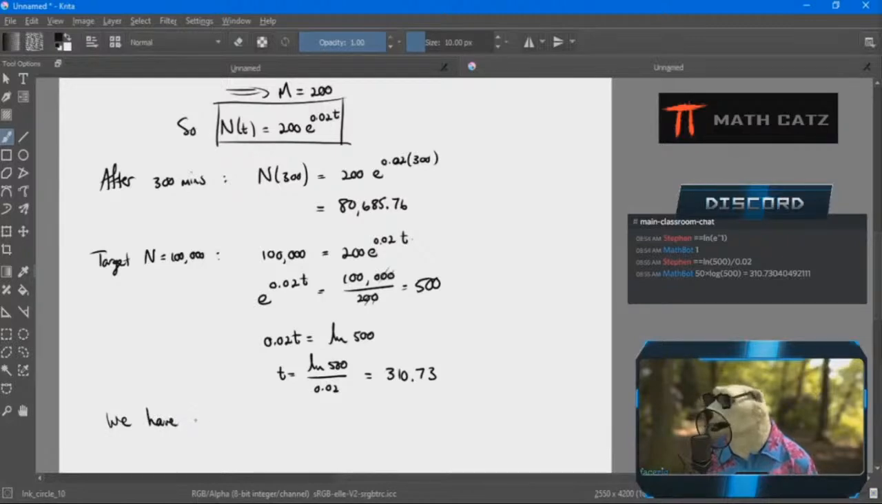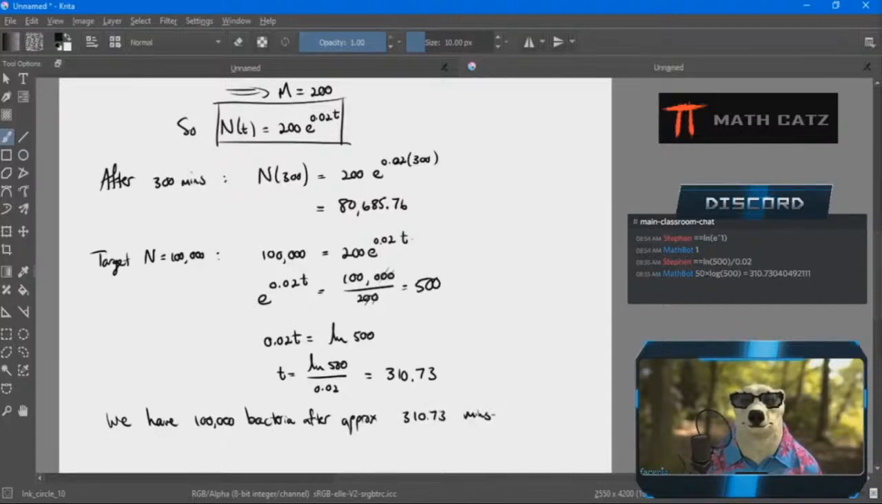So we have 100,000 bacteria after approximately 311 minutes, or we can keep it decimal, 310.73 minutes. So the point here is we have a question that's answered really in two parts always.